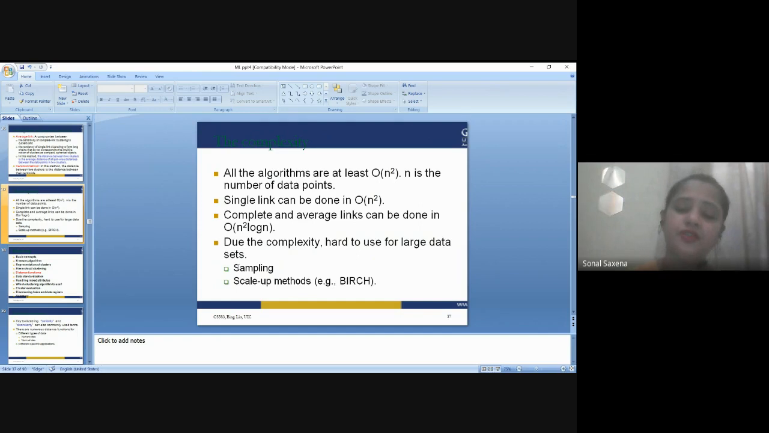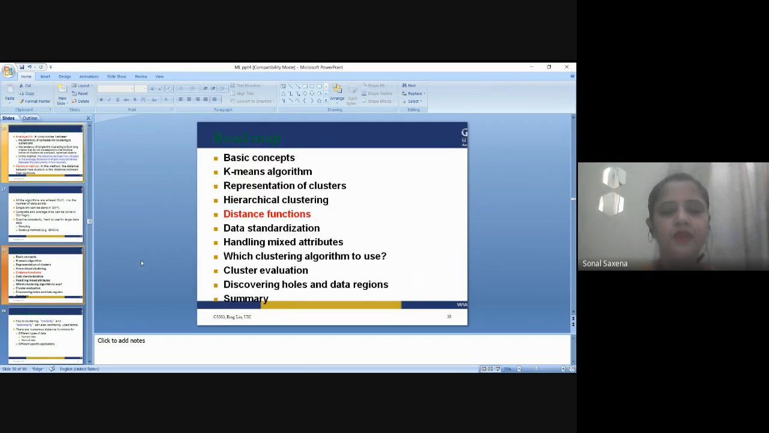In data structures you have studied this concept, that logarithmic complexity is considered very good in comparison to linear or polynomial complexity. Due to complexity, it is hard to use for large data sets. So if you have a small data set, then only use such methods. Then next we are going to see the distance functions.